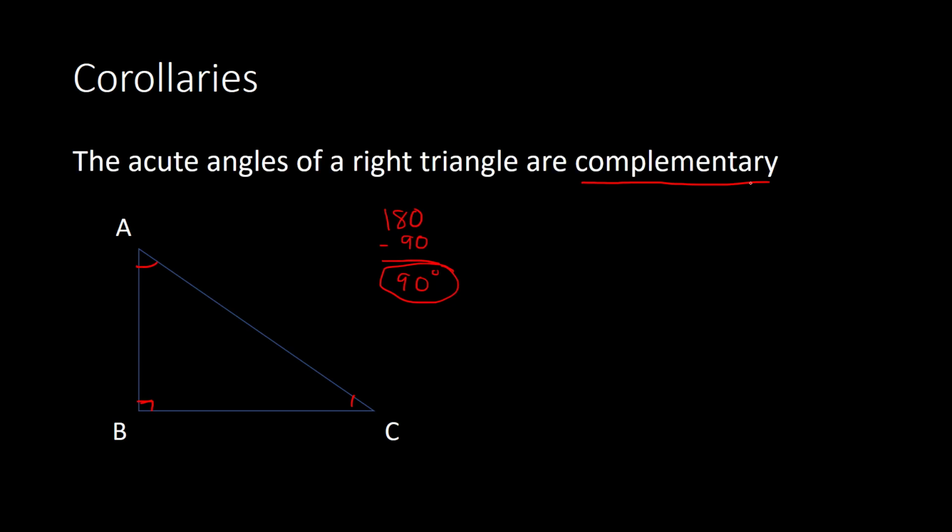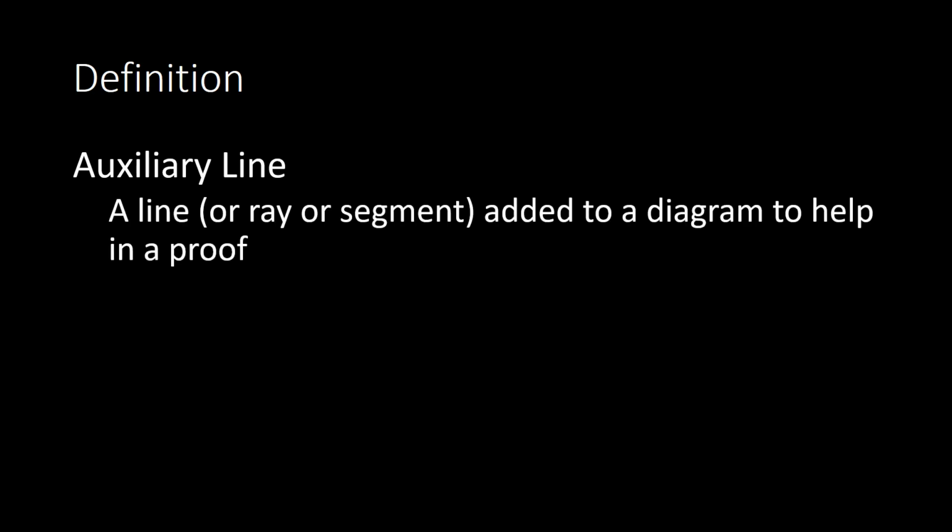Now we're going to switch gears one last time to discuss the last topic for this lesson. As we discuss this last topic, we need to first begin by giving a definition, and the definition is of the word auxiliary line. An auxiliary line is a line, or I guess it could be a ray or a segment, added to a diagram to help in a proof. So if there's a ray or segment, it would be an auxiliary ray or an auxiliary segment.